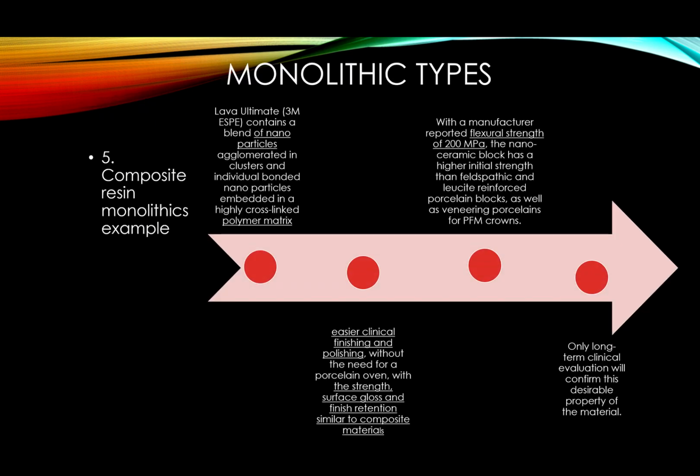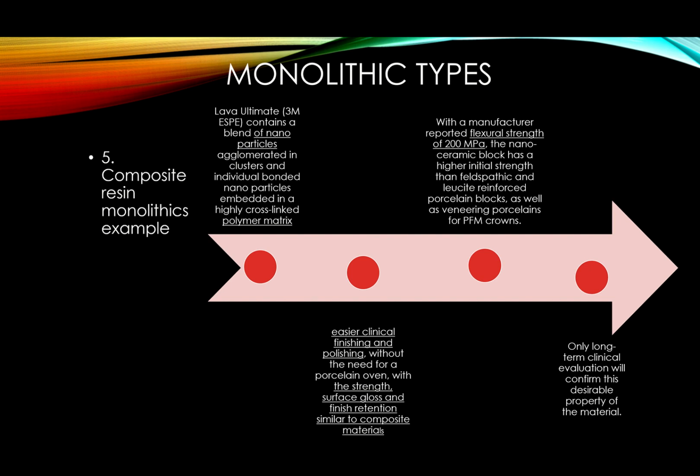Now, what kind of specifications do we know about this kind of prosthesis? Lava Ultimate, for example, is a blend of nanoparticles in a polymer matrix. It has very easy clinical finishing and polishing. The strength, surface gloss and finish retention are similar to composite materials, and you use it just like you use composites. Dentists are very familiar with using composites. You just polish it with a polishing sequence. I think, from what I read, the best sequence is the Shofu polishing sequence.